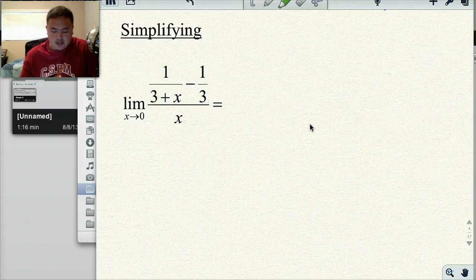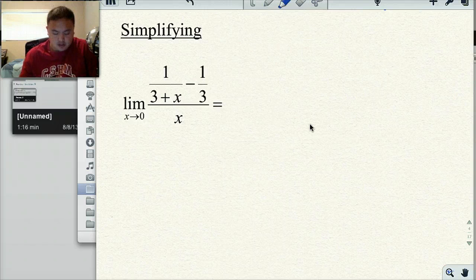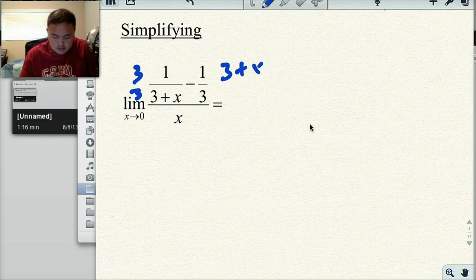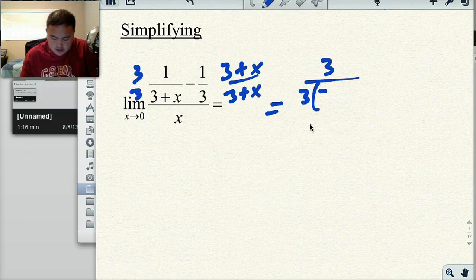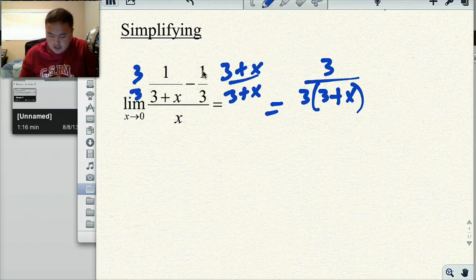In case you forgot, remember fractions, I need to find a common denominator to combine fractions. The common denominator in this particular case is 3 plus x, which means on the left fraction, I need to multiply top and bottom by 3. The right fraction, I need to multiply top and bottom times 3 plus x. So this makes my new problem 3 over 3 plus x. Like in this problem, all I do is multiply by 3 here and here. On the right, I'm going to multiply both by 3 plus x.